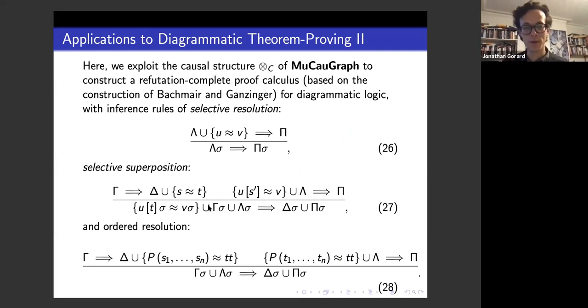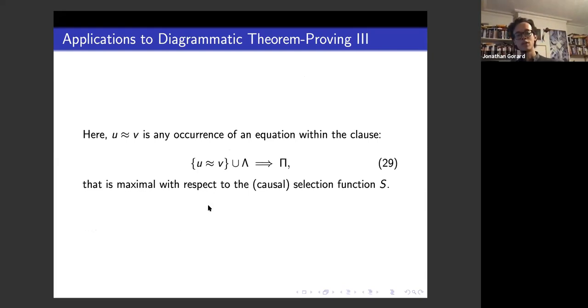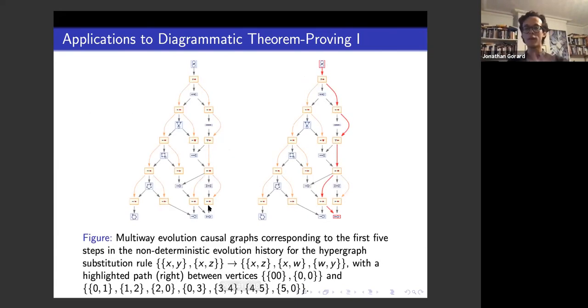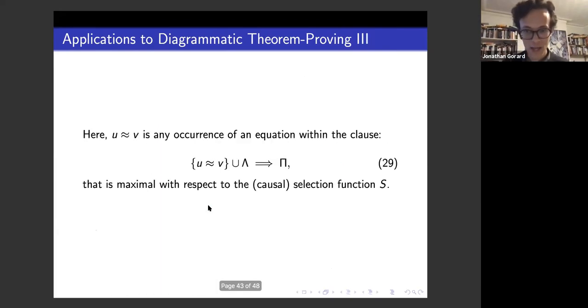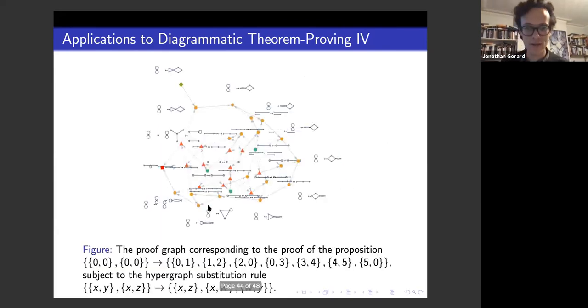selection function, which we called S, which is essentially saying that if we have a choice between two occurrences of an equation that we want to add to our rewriting system, we select the one that's maximal with respect to the causal selection function. So in other words, we always select the path in the multi-way system that maximizes the causal effect, that maximizes how effective this particular event is going to be in shortening the proofs of subsequent propositions. So it gives us a slightly more refined way to do diagrammatic reasoning.